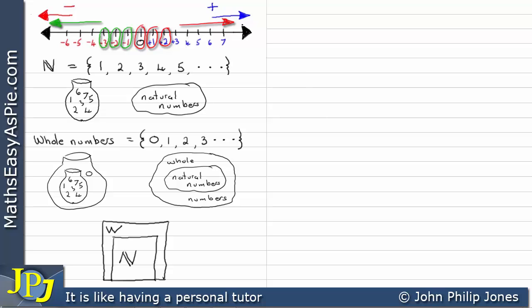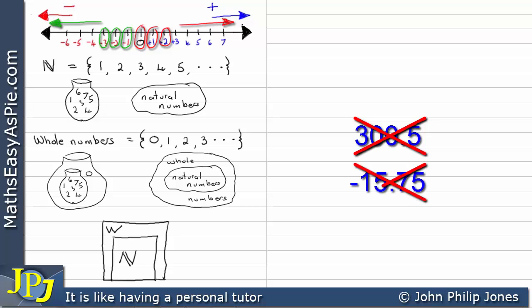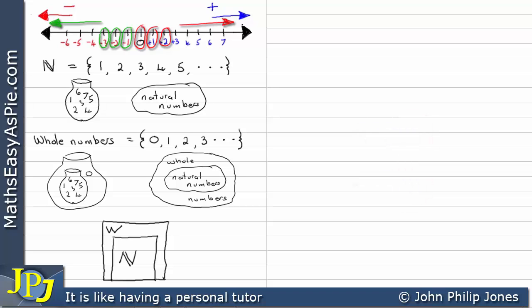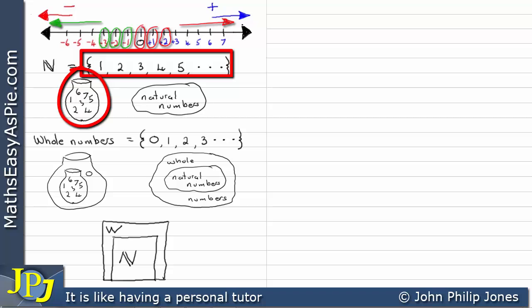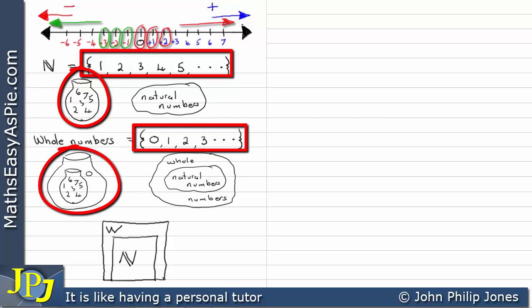Now with the integer number set, we're not allowed any numbers that contain fractions. So for example, 300.5 is not an integer. -15.75 is not an integer, because those two numbers both have fractional parts. But we should be able to see that integers contain all of the natural numbers, all of the whole numbers, and all of the numbers such as -1, -2, -3, -4.